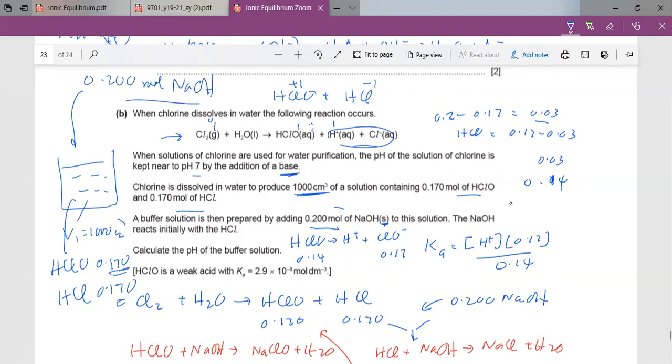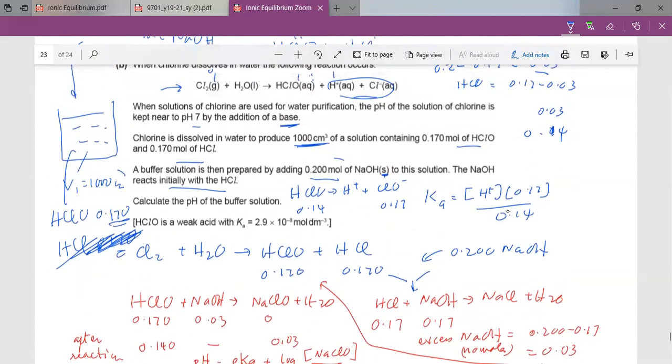Of course, this one first, they tell you: NaOH reacts initially with HCl, no more. I put it here, I didn't put it here. This reaction is NaOH plus HCl, one mole to one mole, giving you NaCl, which is neutral.